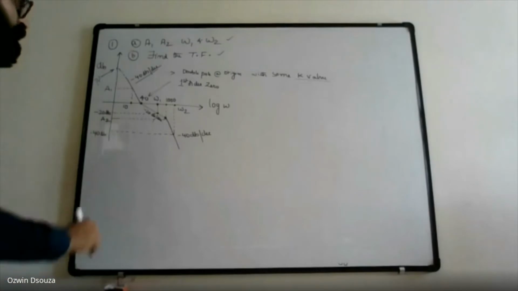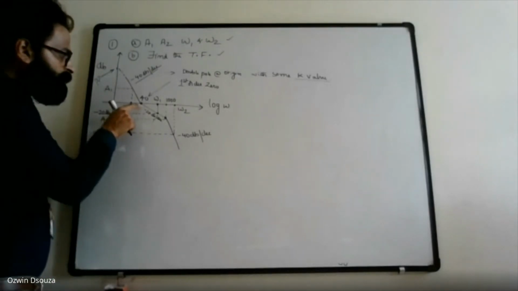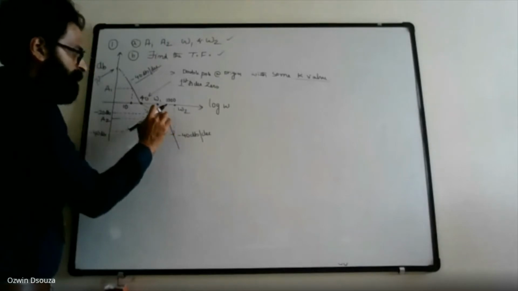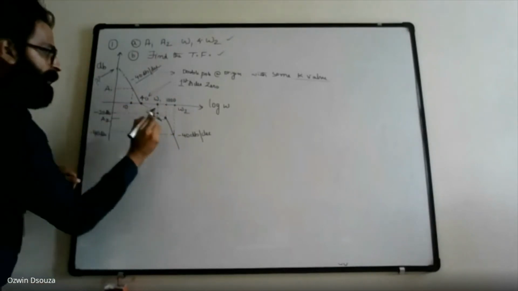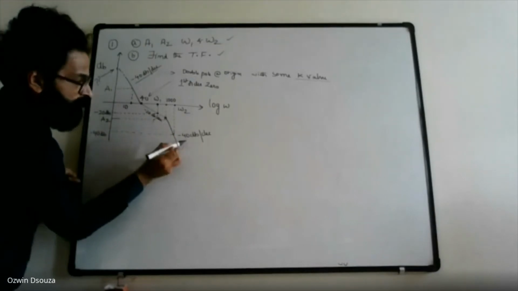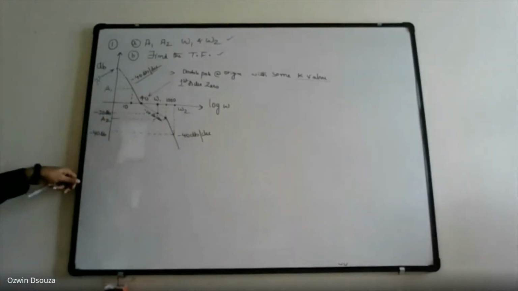All right. So the slope continues till this point, right? Omega equal to 1000. So at omega equal to 1000, the slope is getting changed to once again minus 40 decibel per decade.